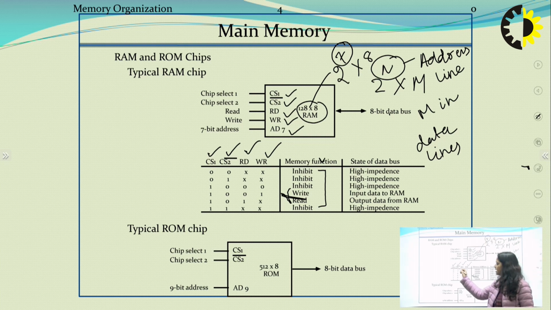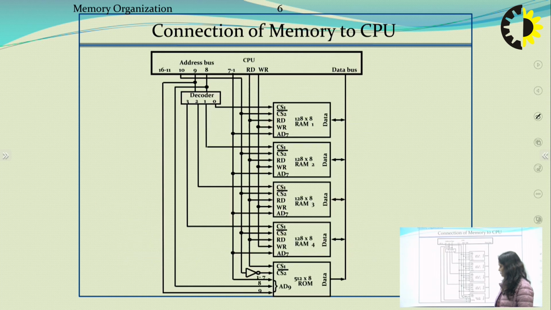Now, what is chip select 1 and chip select 2? As we can see in this block configuration diagram of the chip select, we have 4 RAM chips and 1 ROM chip configuration. Here we are taking the instruction to be of 16-bit.